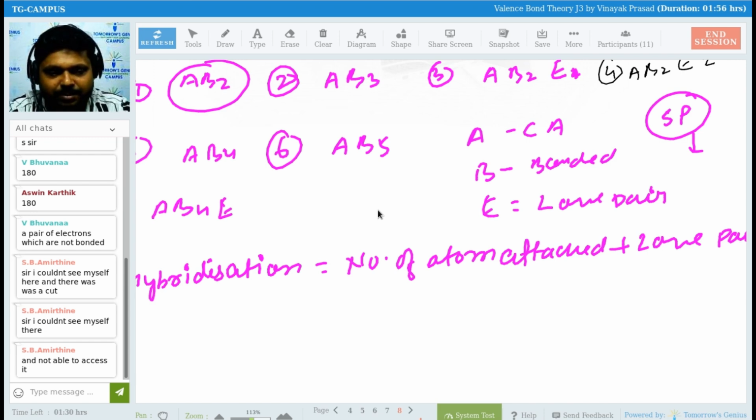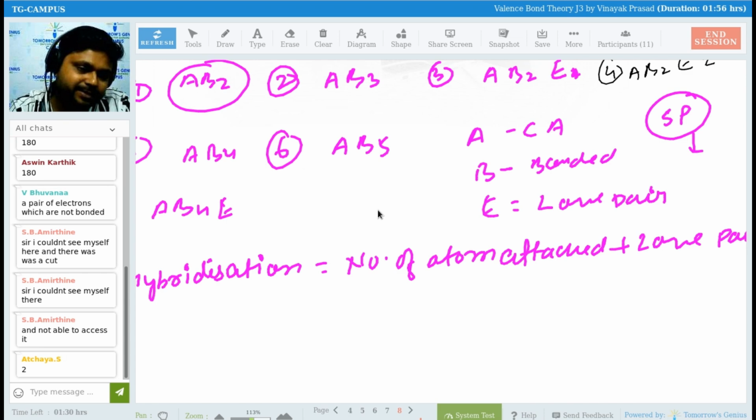Can anyone tell me if I am writing AB2 type? Guys, please tell me. 2. Very good. Only Anil Dev is writing the answers. Atachaya, can you please tell me if I am writing AB2 type?